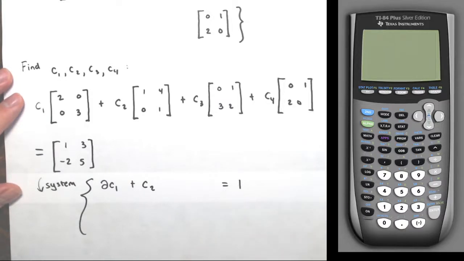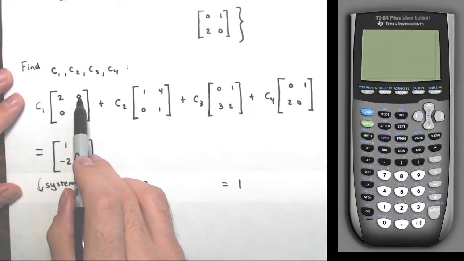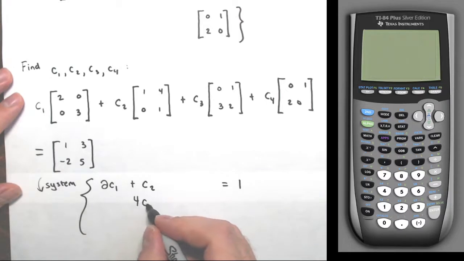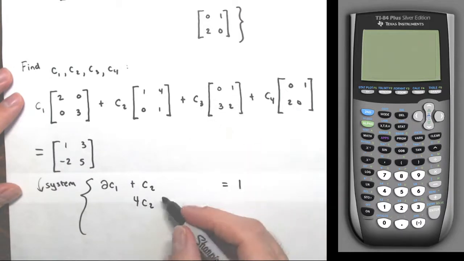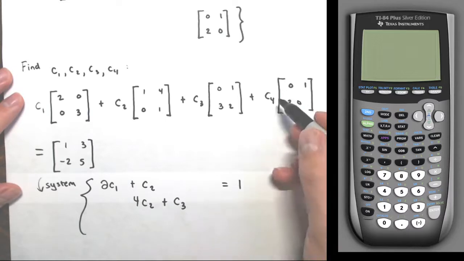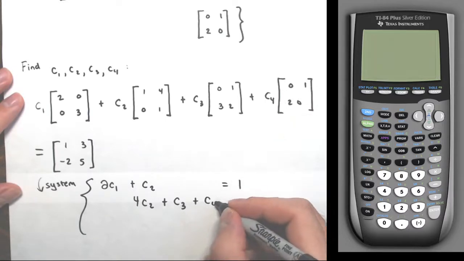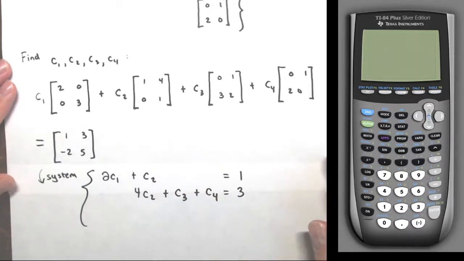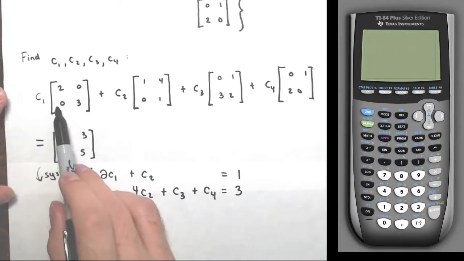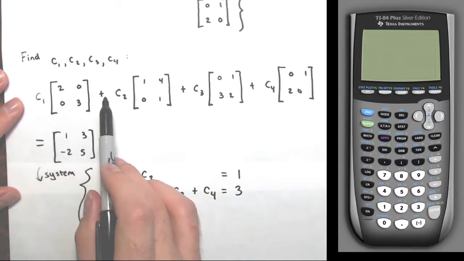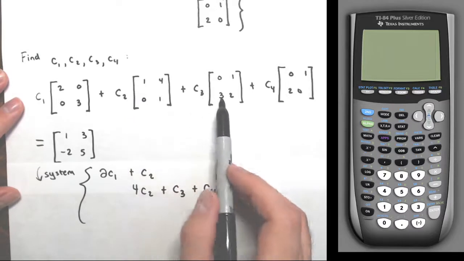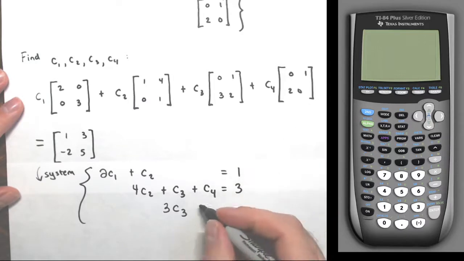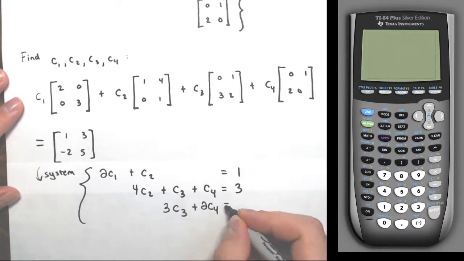Then look at the first row, second column entries. You'd have 0C1 plus 4C2 plus 1C3 plus 1C4 would have to be equal to 3. Then you look at the second row, first column entries. You have 0C1 plus 0C2 plus 3C3 plus 2C4 would have to be equal to negative 2.